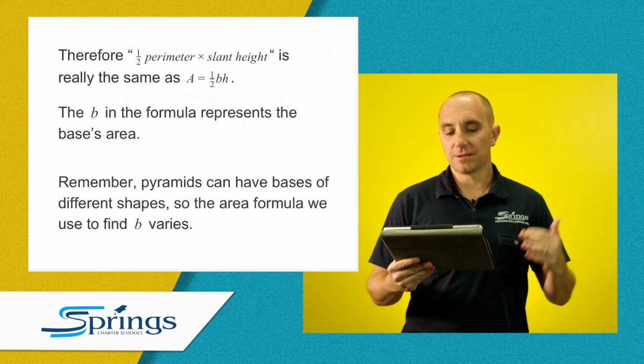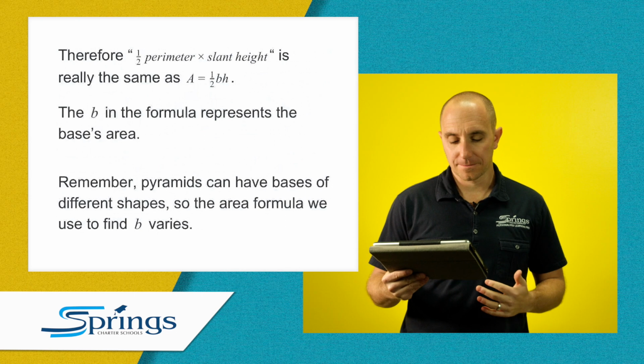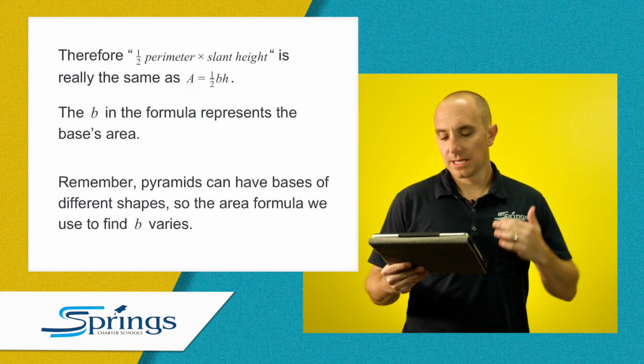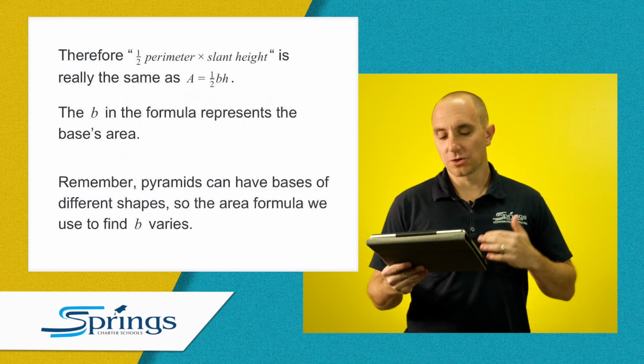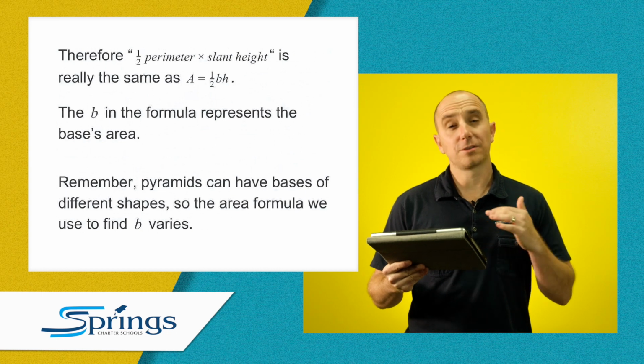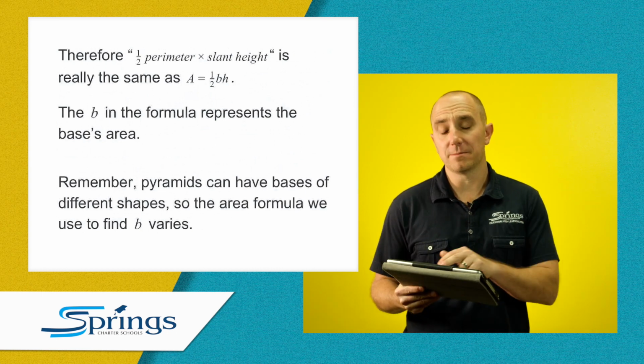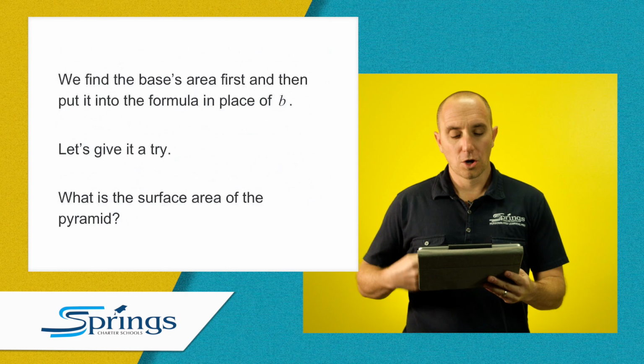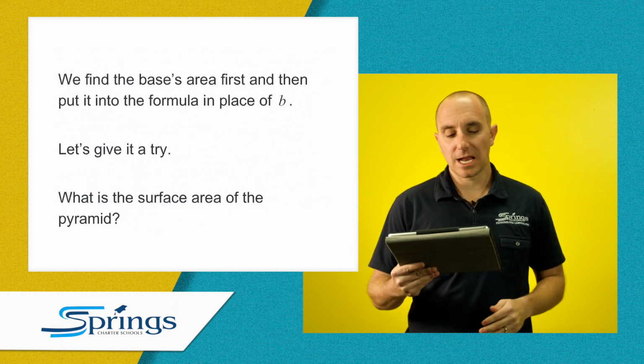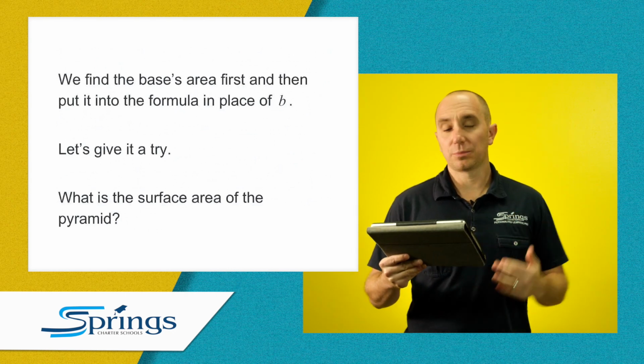The B in the formula represents the base's area. So remember, pyramids can have bases of different shapes. So the area formula we use to find the B varies. All right, so we find the base's area first and then put it into the formula in place of B.